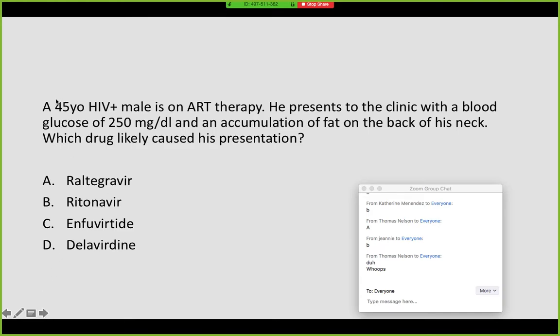Okay, so a 45-year-old HIV positive male is on ART therapy, presents to the clinic with a blood glucose of 250 and an accumulation of fat on the back of his neck. Which drug likely caused his presentation? Right, good. Ritonavir. So hyperglycemia and the lipodystrophy.